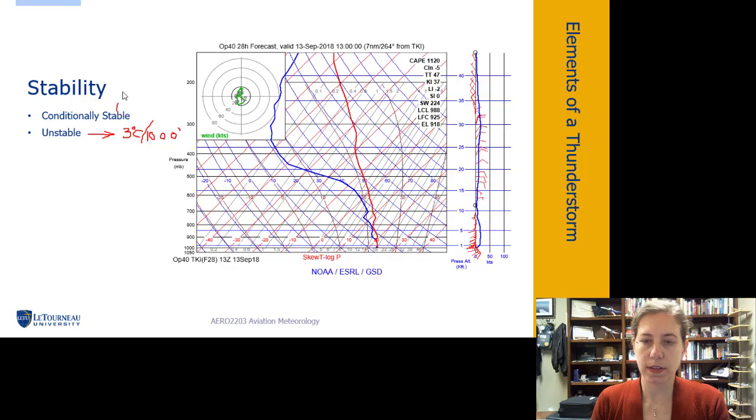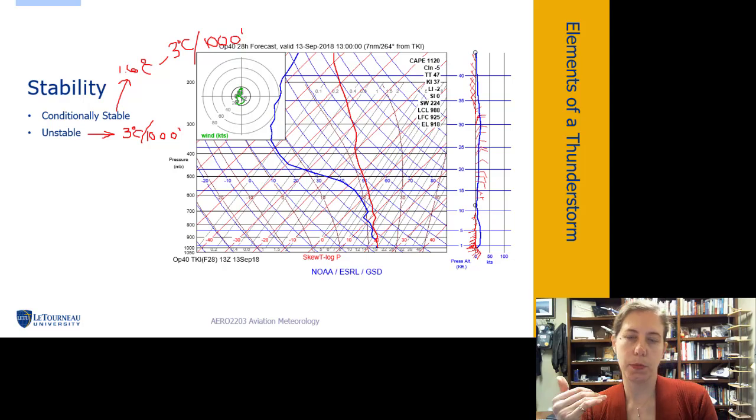A conditionally stable atmosphere is going to be one where the lapse rate is going down at between 1.6 degrees Celsius to 3 degrees Celsius, again, per 1,000 feet. So with that lapse rate going down at 1.6 degrees Celsius to 3 degrees Celsius per 1,000 feet, so somewhere in there, we call that a conditionally stable lapse rate.